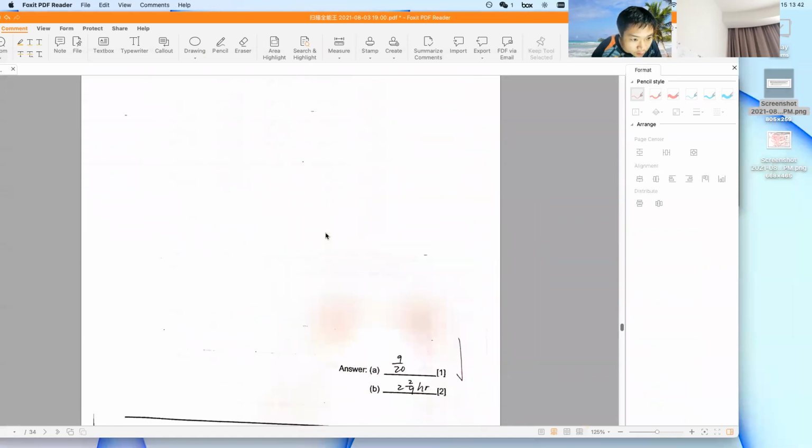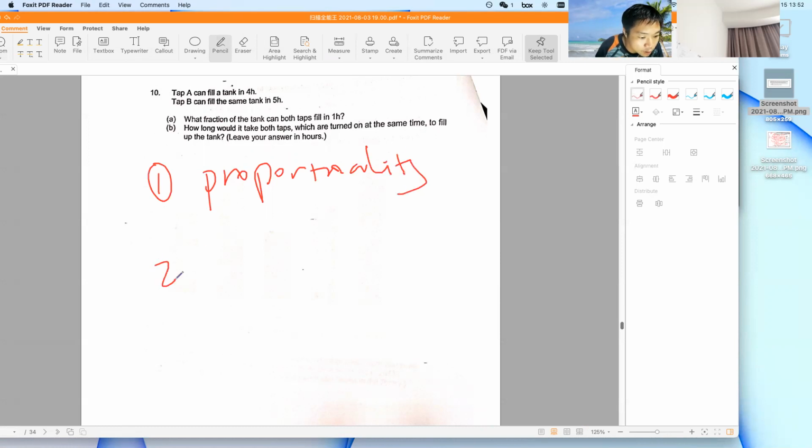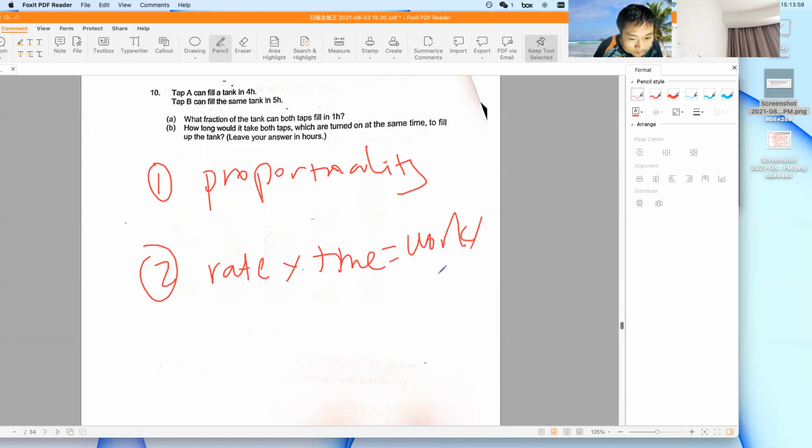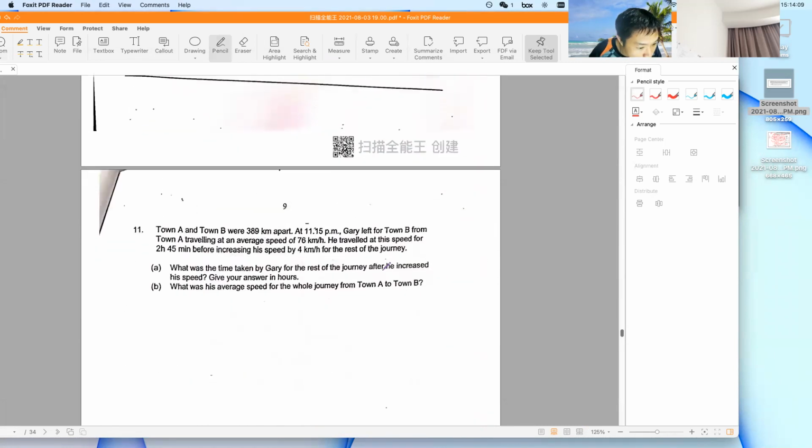So this is the tap question. For the tap question, you have two methods to solve it. Number one, proportionality. Then number two is the rate times the time is equal to the work done. In this case, the work done is the volume of water filled. Since you got it correct, I'm not going to discuss it.